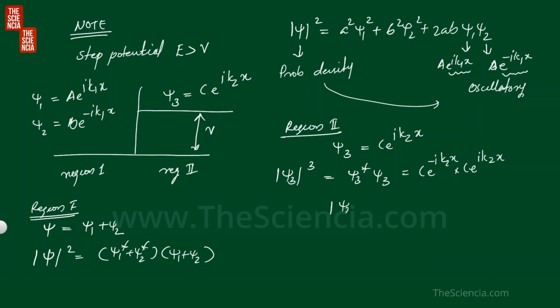So mod psi3 square is equal to c square, that is a constant value. So in region 2, the probability density of the wave function is constant, and in region 1, the probability density is an oscillatory one.